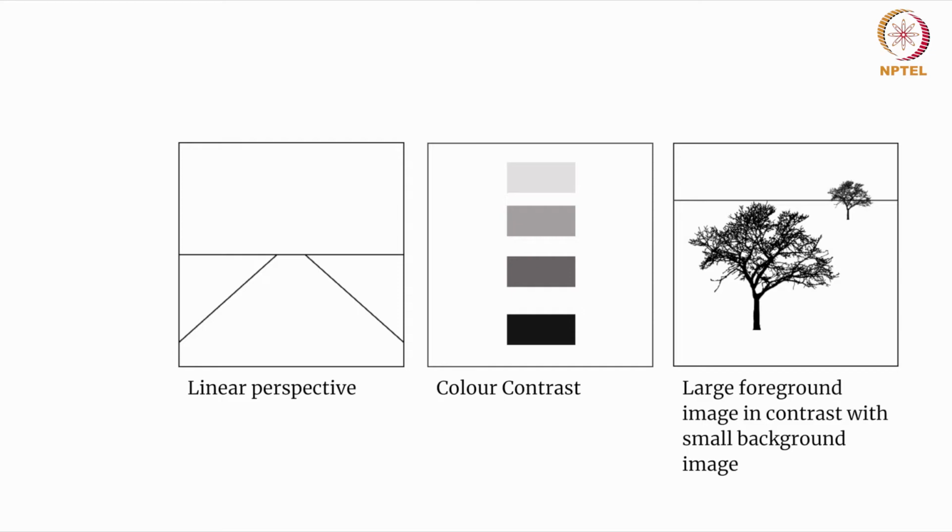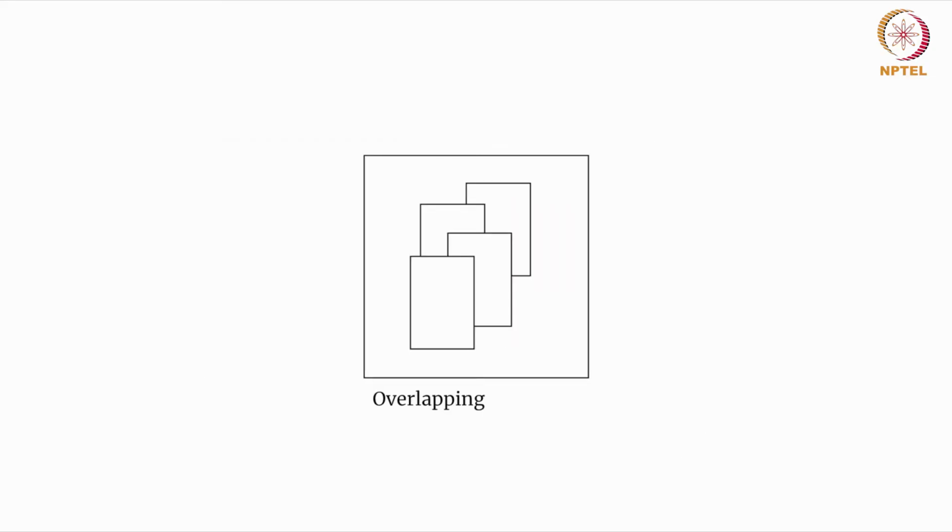The third one is using contrast in terms of the size of the elements in the design. So that means by changing the size, we can again create an illusion of space and depth. For example, using a large foreground image in contrast with a small background image helps in creating this illusion. And this is how it happens in our natural environment as well, where we see the nearest things larger in scale in comparison to something which is far away, right? You are also experiencing this in your day-to-day life.